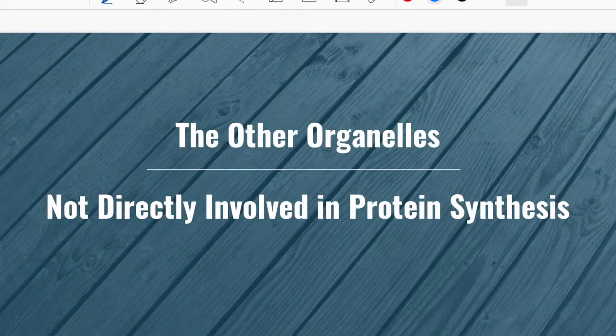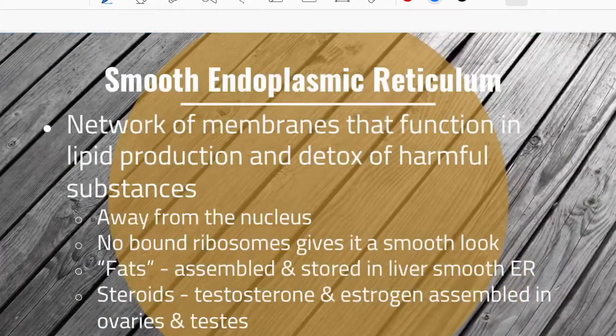All right, so what else? What else does the cell have other than organelles directly involved in protein synthesis? There are still other organelles. They still have important functions. We can't ignore them. So let's talk about those real quick.